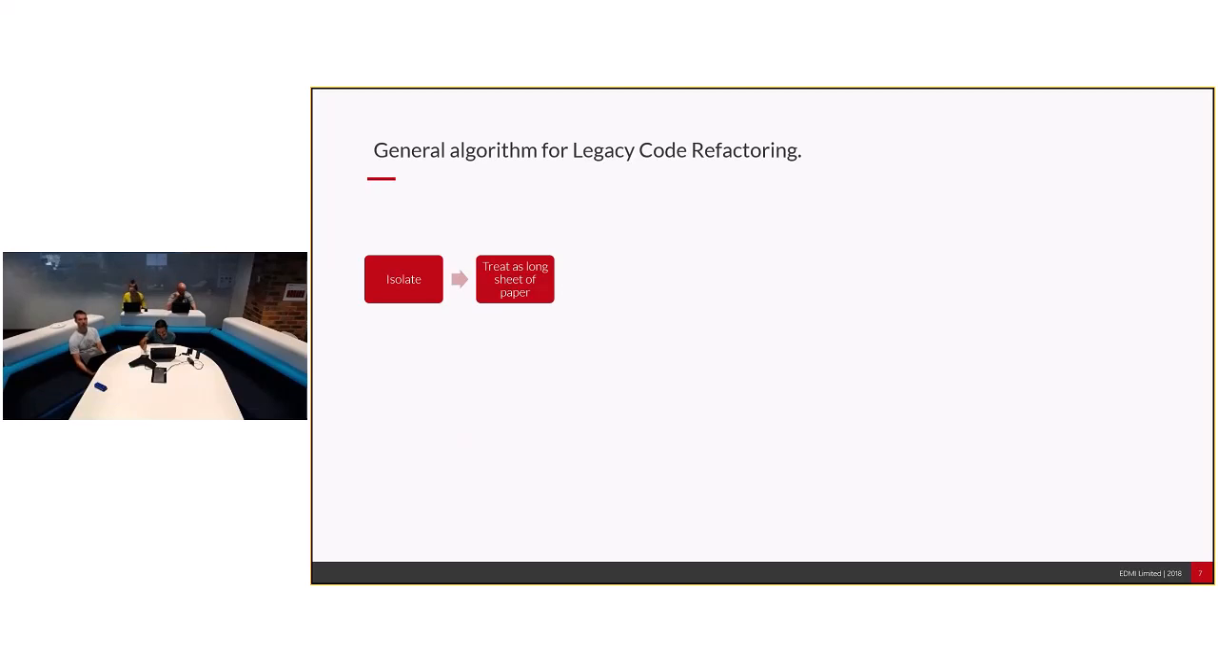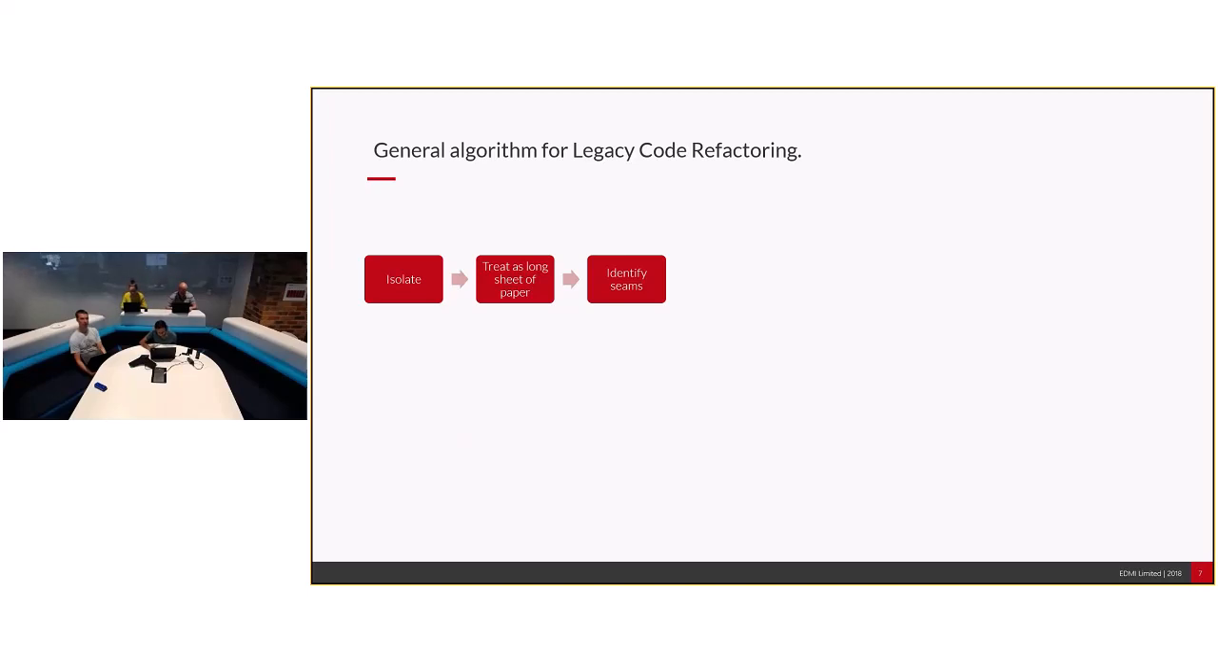Here's the interesting part: treat the area around the place where you isolated it as a long sheet of paper. Don't try and understand it. Then identify seams. Does anybody know what a seam is with regard to legacy code? It is a bit of a marker. Okay, we'll come to it.